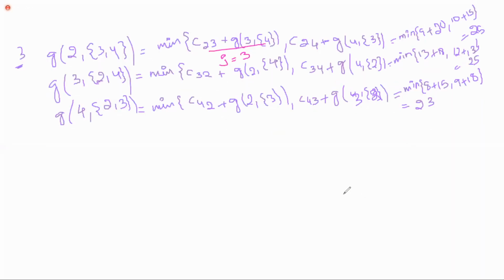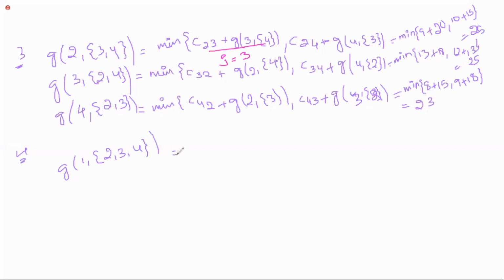3 children, 3, right? So the last step is the fourth step. The last step is G of 1 comma. How many children is it having? 2 comma 3 comma 4.